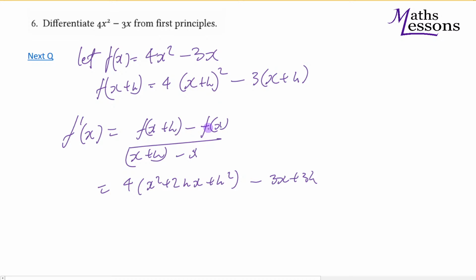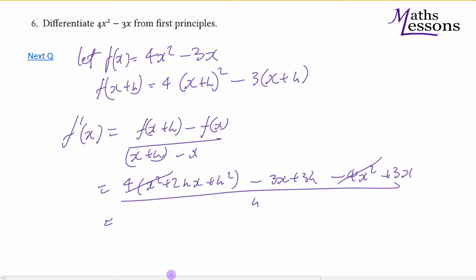And then we're going to take away from that f of x, so we get minus 4x squared plus 3x. Minus and minus will give me a plus. All over, take away the x's, h. So that's going to give me 4x squared, which is going to cancel out the minus 4x squared. So I'm going to get 8hx, plus 4h squared. Minus 3x is going to cancel out with a plus 3x to leave me just minus 3h, all over h.